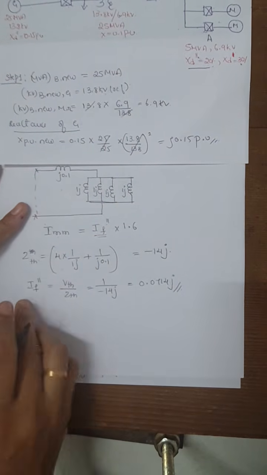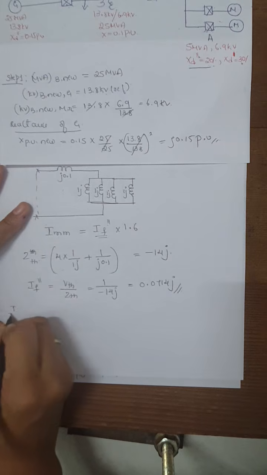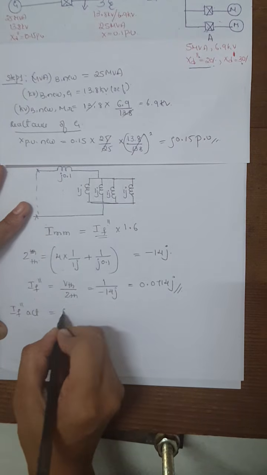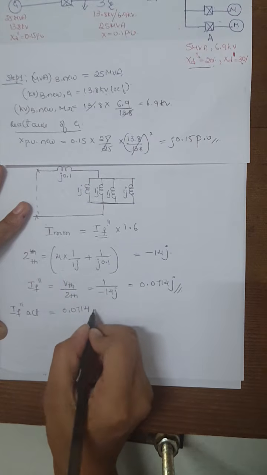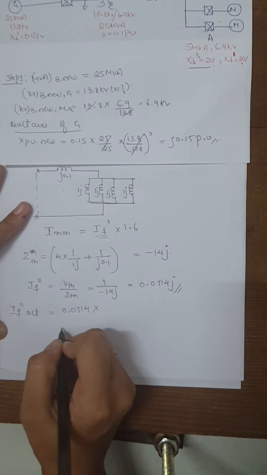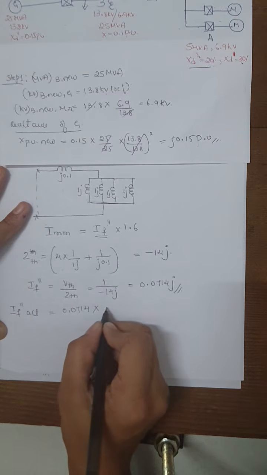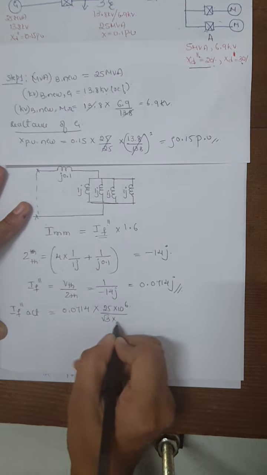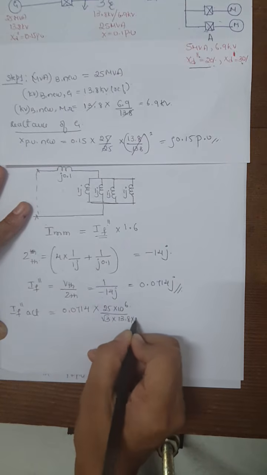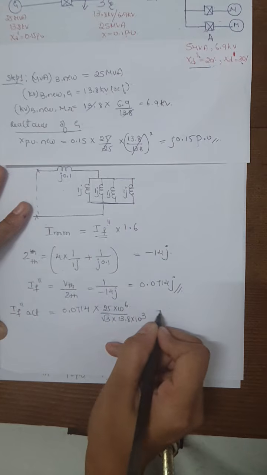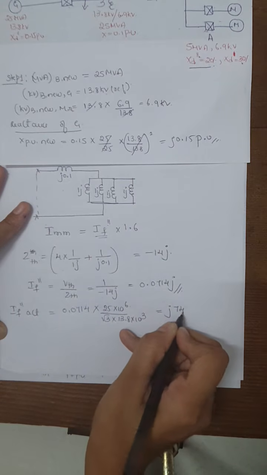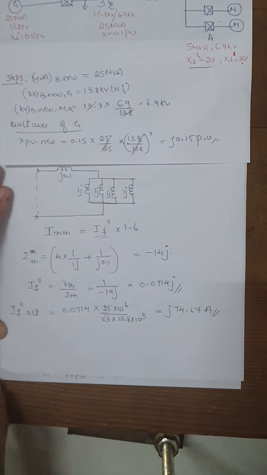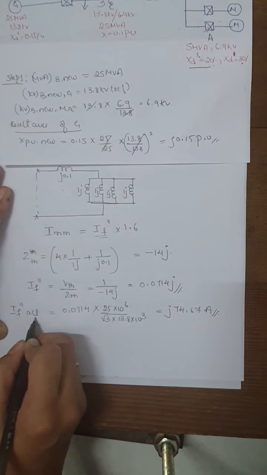Next you need to convert this calculation, that is, IF double dash needs to be converted into actual. So IF double dash actual will be equal to the per unit value 0.0714 multiplied by the previously calculated base current, 25 MVA 10 power 6 divided by root 3 into 13.8 kilovolt. So you will get the answer as J74.67 ampere. Now we have calculated the IF fault current value in terms of actual.